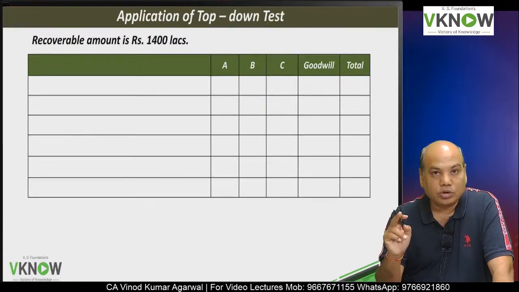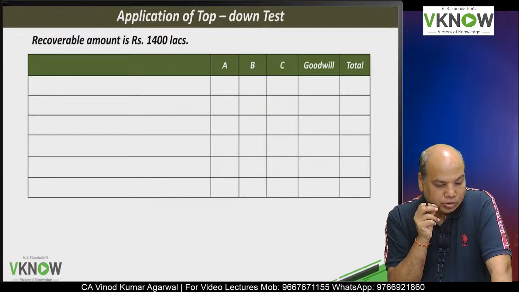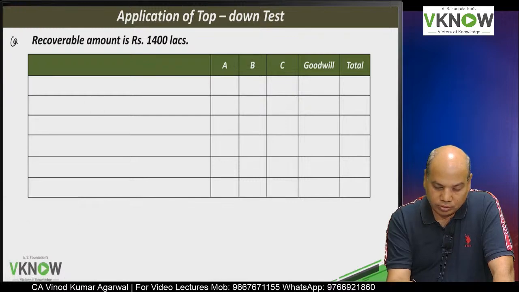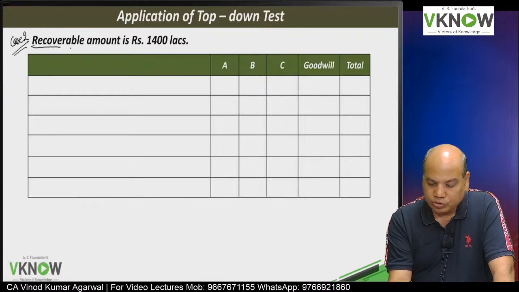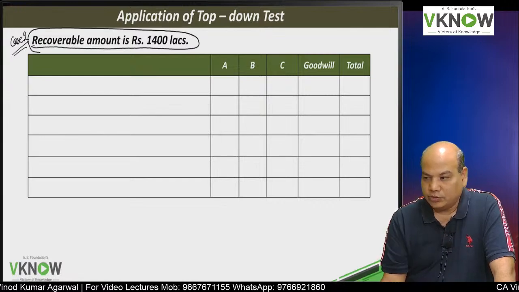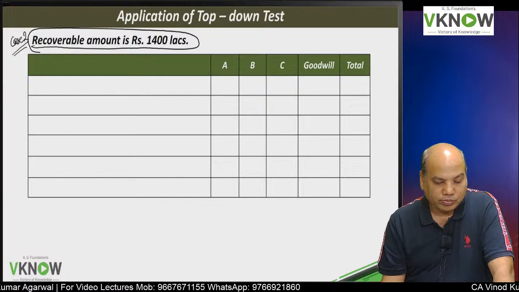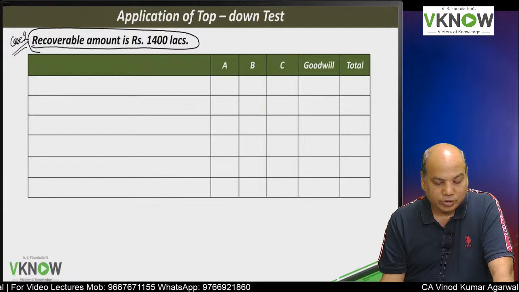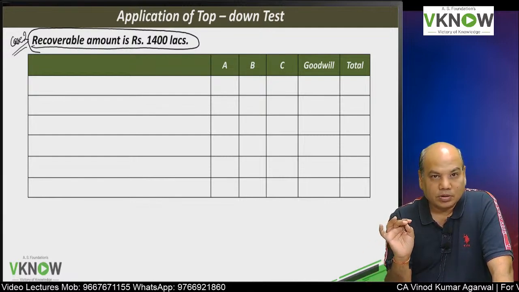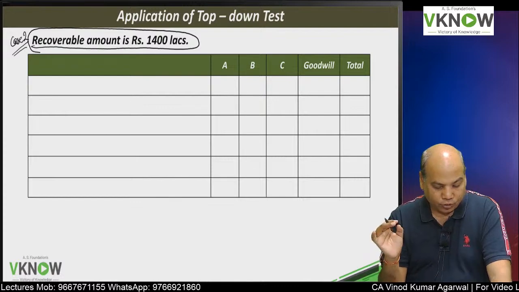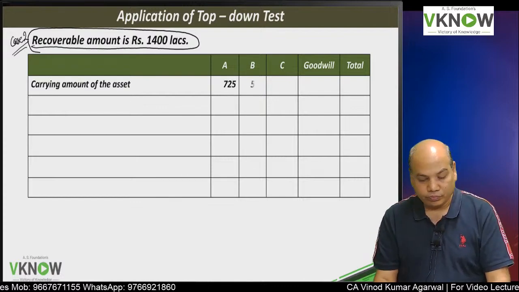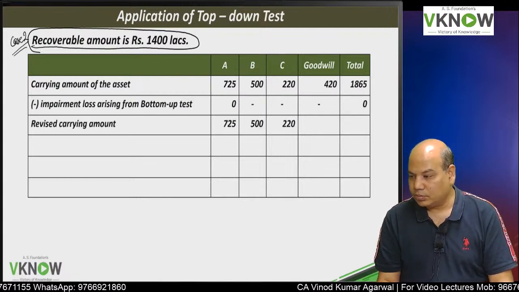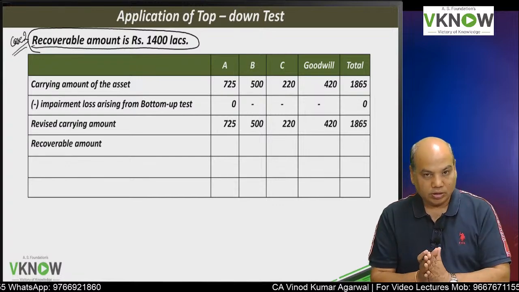Now I am going to give you one more question. On the next page you have to write one case 2. Case 2, suppose recoverable amount is 1400 lakh. Write down, before the table starts, recoverable amount is suppose 1400 lakh. Now let us see what happens. First 3 lines please copy again. I have added one question from my side, so you should thank me.